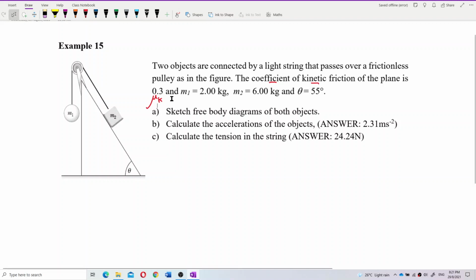Now, mass 1, mass 2, and the angle 55 degrees. Okay, sketch a free body diagram for both objects. So, we want to draw the free body diagram. First of all, let's do question A first. Let's draw the free body diagram, FBD.